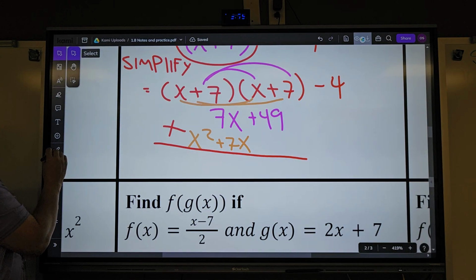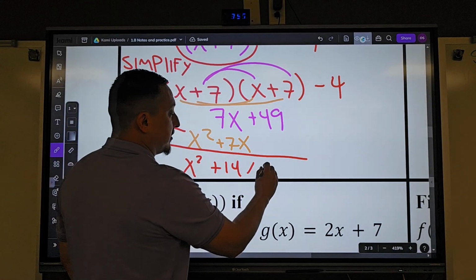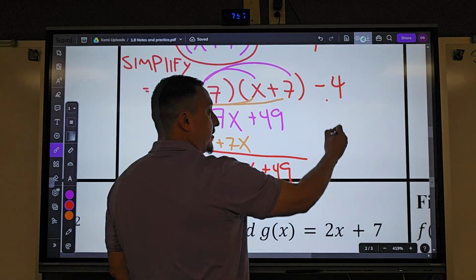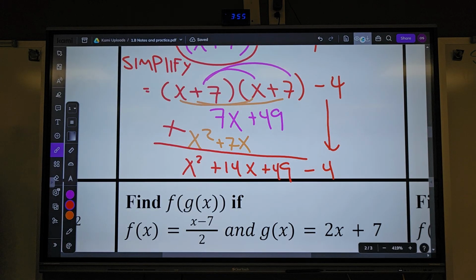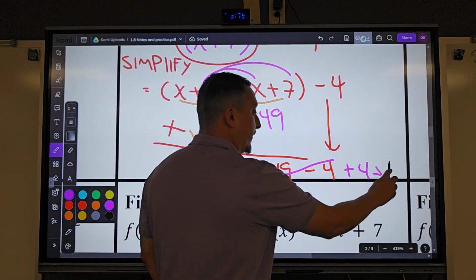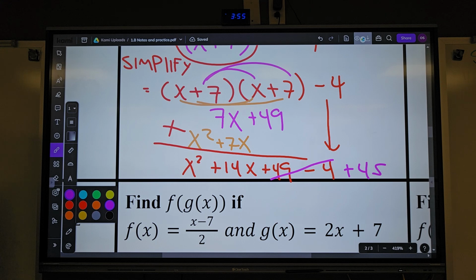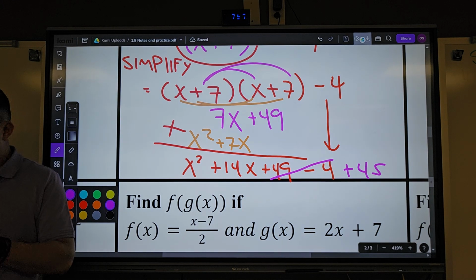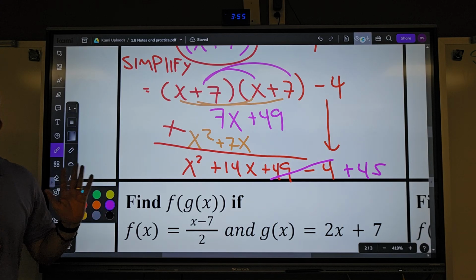And so if I add those, I get x squared plus 14x plus 49, and we still have that minus 4 out there. And so 49 and minus 4 do combine, they're just numbers, so it'd be plus 45 instead. So that's how you simplify. But again, right now I want to focus on the plug-in part. Okay, so we're about 40% getting it right so far.